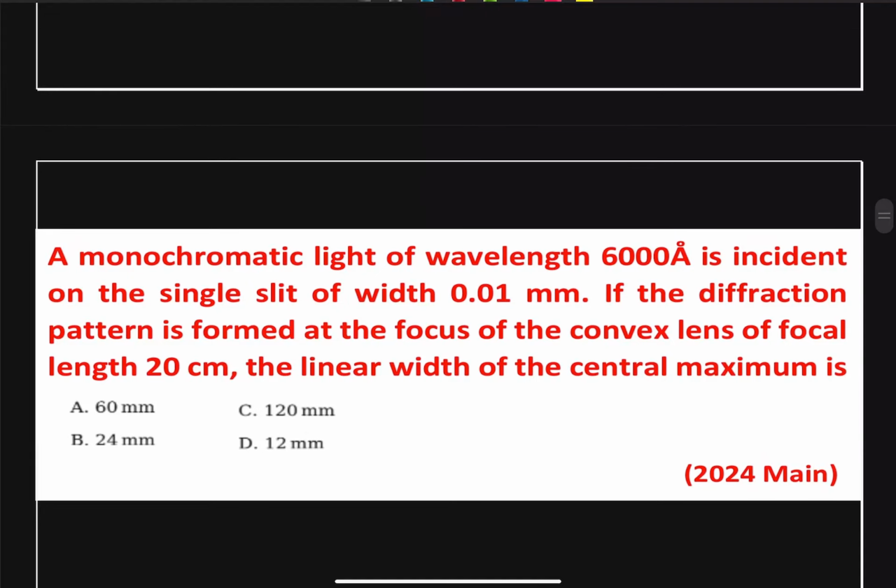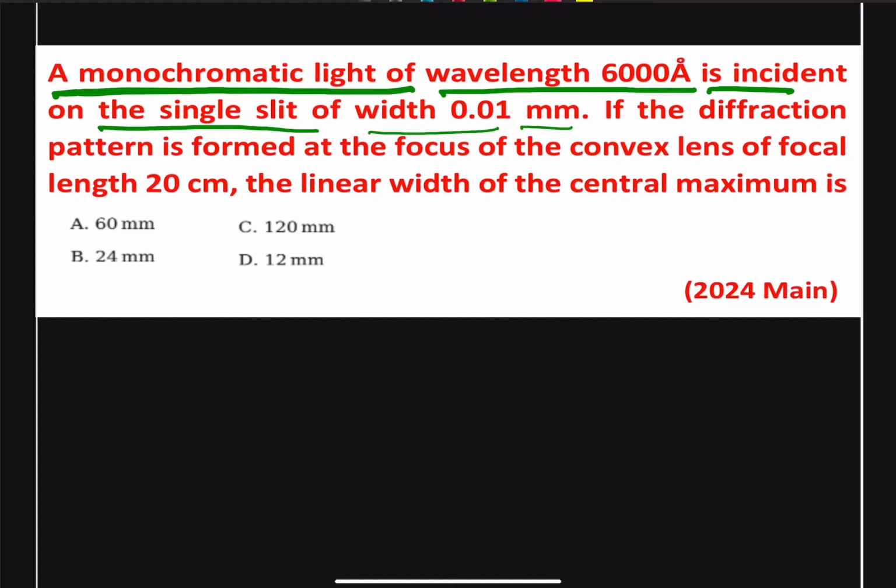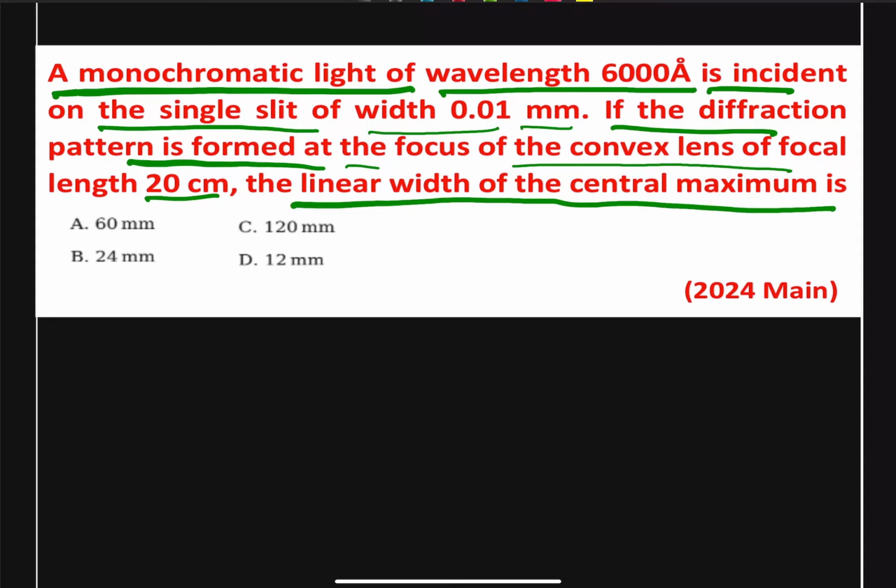Next question, and it states that a monochromatic light of wavelength 6000 angstrom is incident on a single slit of width 0.01 millimeter. If the diffraction pattern is found at the focus of a convex lens of focal length 20 centimeter, the linear width of the central maxima is. So here we are supposed to find out the linear width of the central maxima, and it is a single slit.